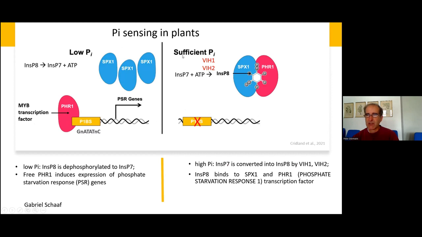Let's look more into detail. Under high phosphate, this inositol containing 8 phosphates is produced and binds to this complex of the 2 proteins. This protein remains in the cytoplasm and cannot interact with DNA. This reaction is catalyzed by VIH1 and 2. But under low phosphate, the reaction is reversed. 1 phosphate is cleaved away, and this complex falls apart because the inositol with the 8 phosphates is gone. PHR1, the transcription factor, is released, binds to the DNA and triggers the phosphate starvation response gene expression.